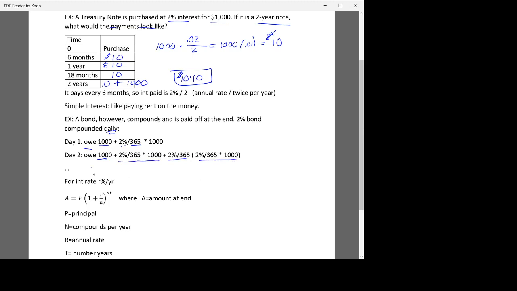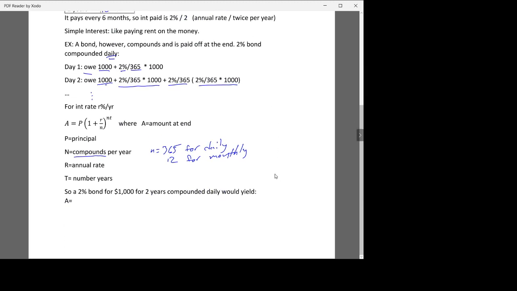And on it goes. If you work a little algebra on that, that's the subject of another class, you end up with this little formula where A is the amount at the end, P is the principal, N is the number of compounds per year. So 365 for daily compounded, it would be 12 for monthly. That should sound familiar. If it was annual interest, N would be 1. T is the number of years.